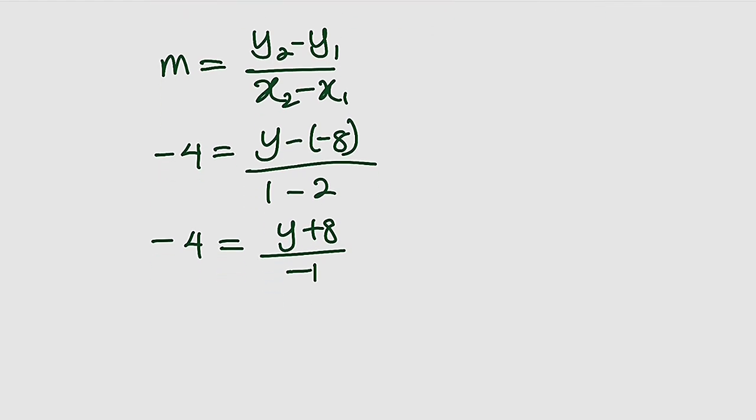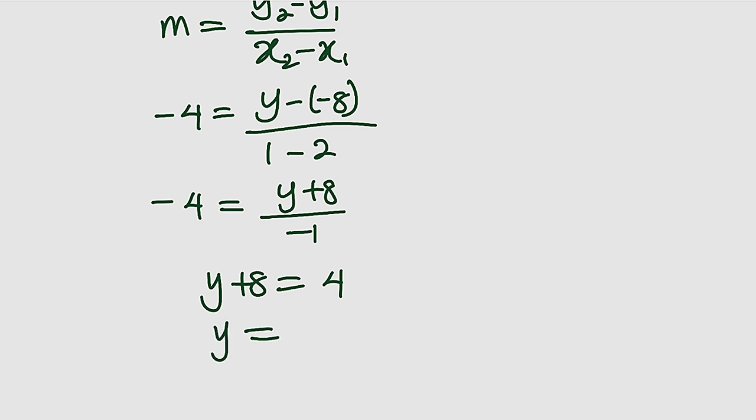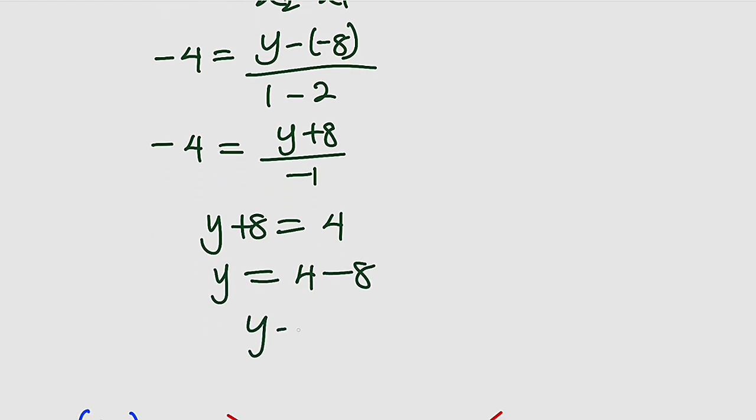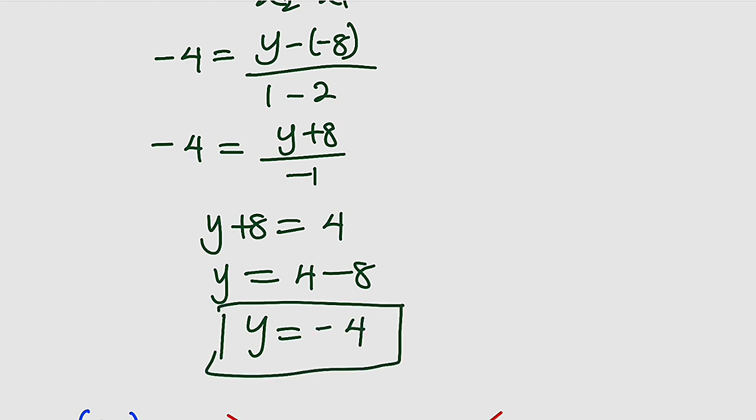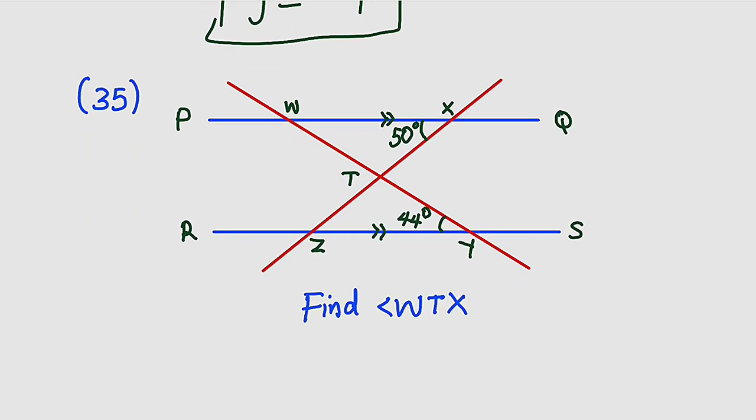Once you cross multiply, take negative 1 and multiply by negative 4, that will be positive 4, and hence y plus 8 is equal to positive 4. Take 8 to the other side, we have 4 minus 8, and 4 minus 8 is equal to negative 4, and hence the value of y is negative 4. Let us move on to question number 35.